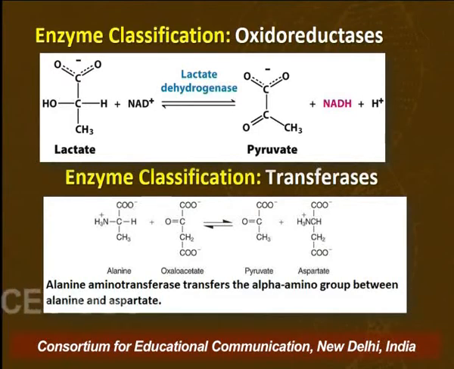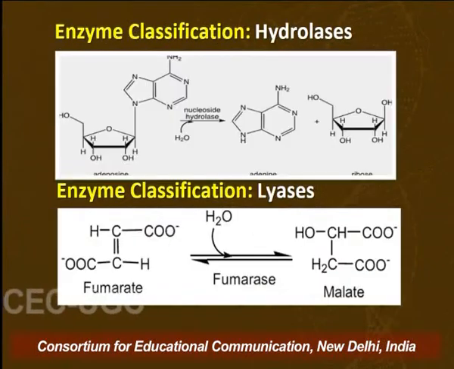The next one is called the transferases. Many of the transferases we come across during protein metabolism, especially during transamination reactions. Over here, the example shown is alanine aminotransferase, which transfers the alpha amino group between alanine and aspartate. If we see how the amino group is moving from one molecule to the other molecule, there is a transfer reaction taking place, and this particular reaction is called a transferase reaction.